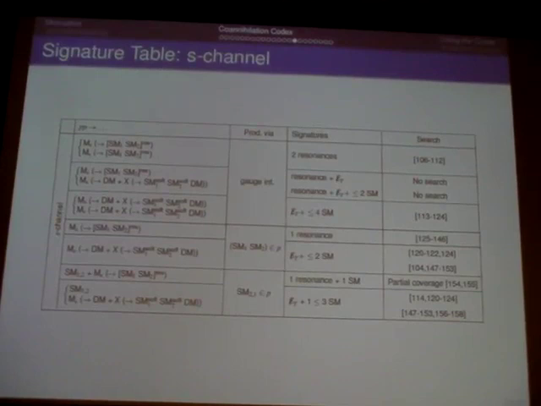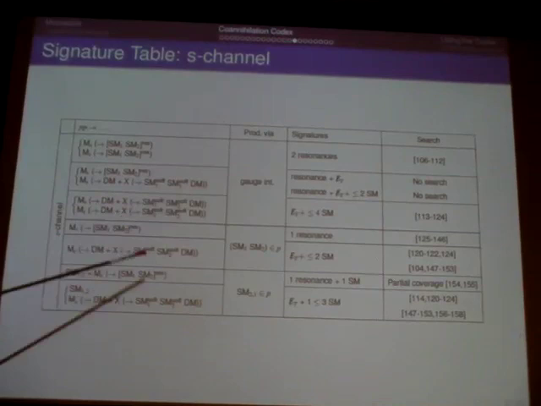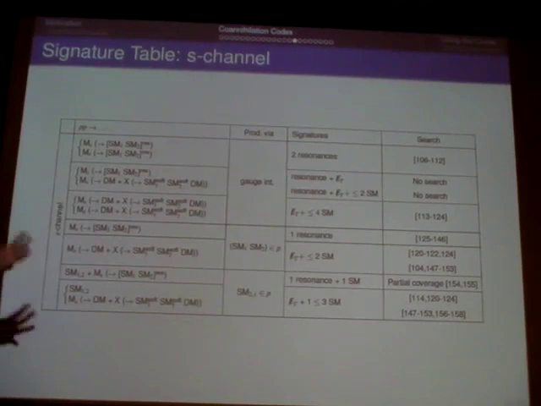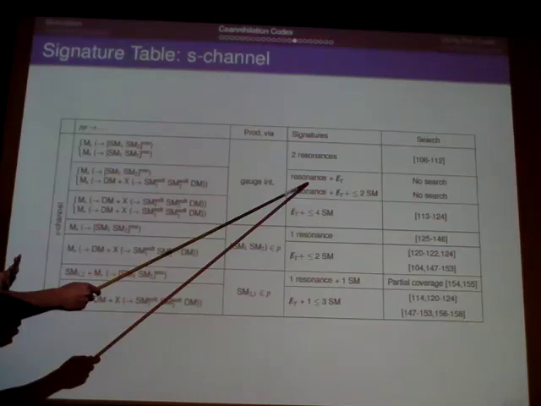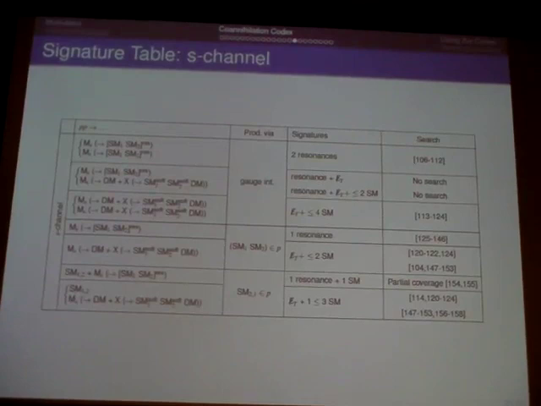But then the next case that you look at, where one mediator decays resonantly, the other one goes to soft standard model particles and MET. It's quite well motivated through this coannihilation scenario to have this kind of process, which gives a signature of some standard model resonance plus MET and possibly some soft standard model particles. And we're a bit surprised to find that there were no LHC searches covering this kind of signature.